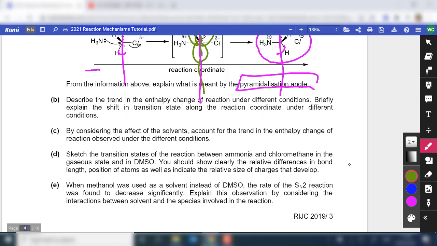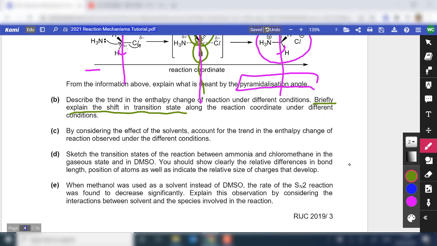However, that is not the point here, because if you look at part B, you are just required to briefly explain the shift in transition state under the different conditions. So the main focus here is that as we go from endothermic to exothermic reaction, the transition state shifts from late to early. I think that's all you need for part B.